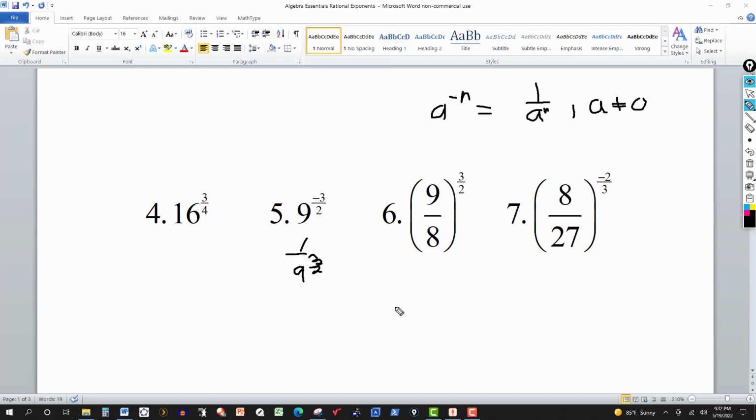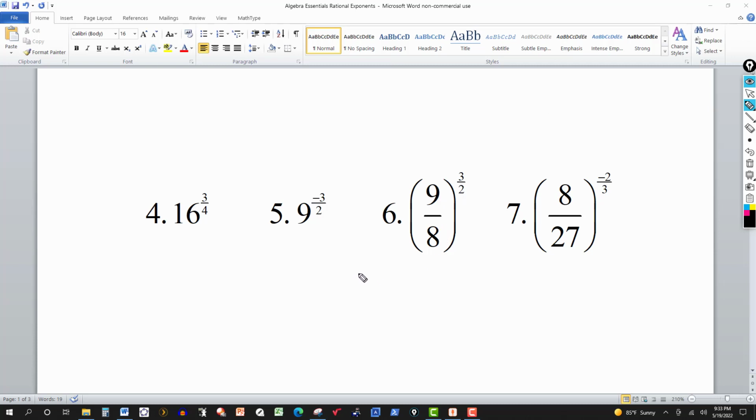So what can I do? I can cube the 9 and then take the square root, or I can take the square root and then cube it, just like the other ones. So in this case, this would be 1 over the square root of 9, which is 3, and then 3 cubed is 27. Now for this one, we have 9 over 8.